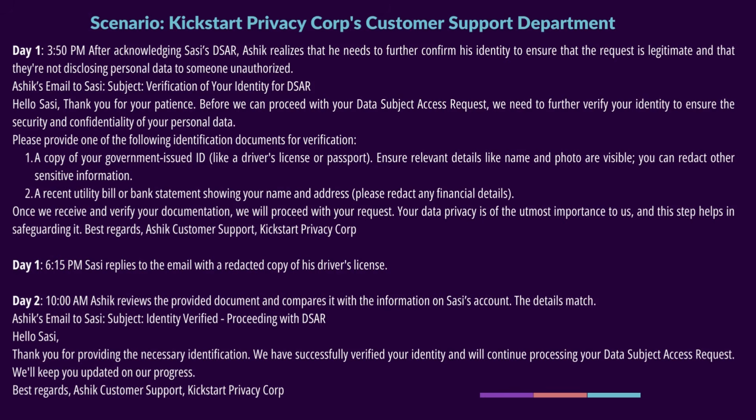So Ashik sent an email to Sasi about the additional verification of his identity for the DSAR, saying, "Hello Sasi, thank you for your patience. Before we can proceed with your data subject request, we need to further verify your identity to ensure the security and confidentiality of your personal data. Please provide one of the following identification documents for verification: a copy of your government-issued ID like a driver's license or passport, but ensure relevant details like name and photo are visible. You can redact other sensitive information."